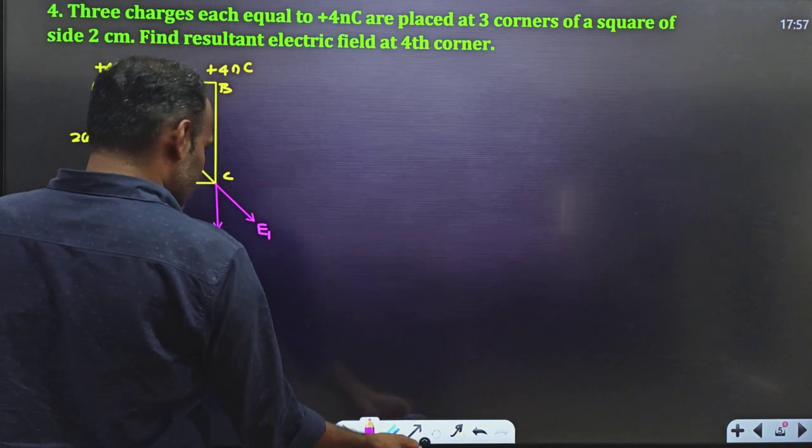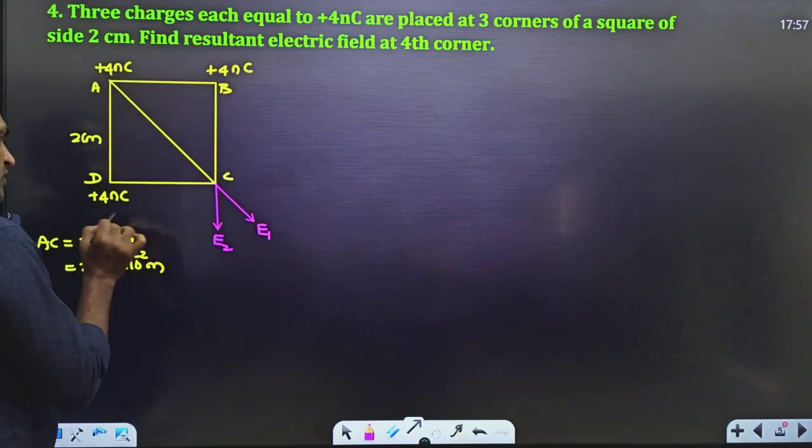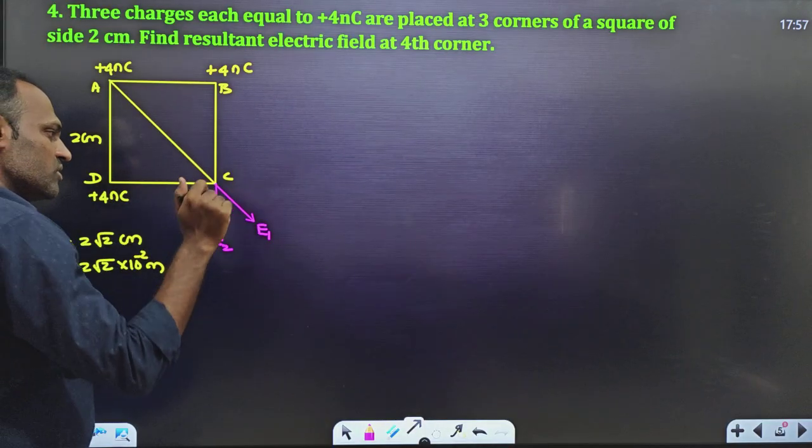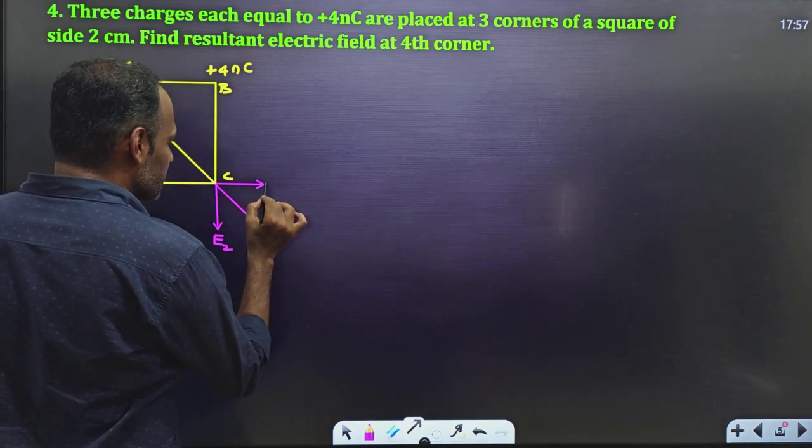Next, the electric field at point C due to plus 4 nanocoulomb at D. Since this is positive, the electric field has to be radially outwards. Start from C, it will be in this direction.